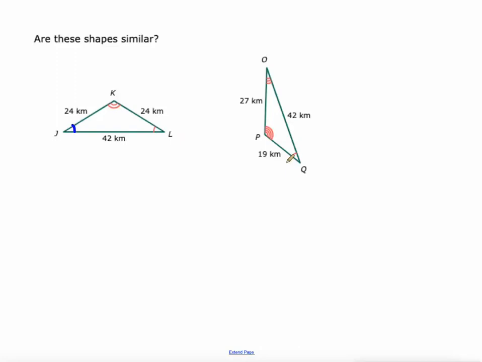I see 1 and 1. I see 2 and no 2. So no, these are not similar.